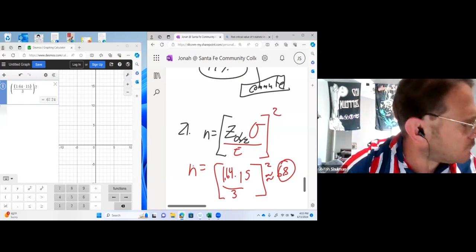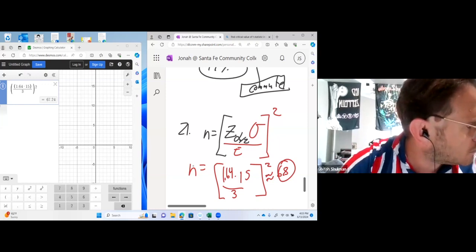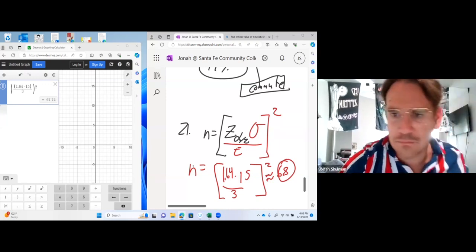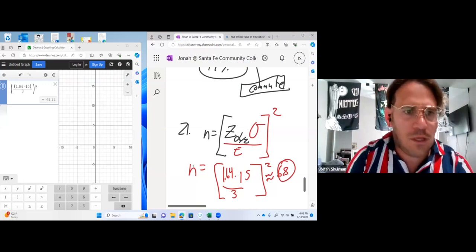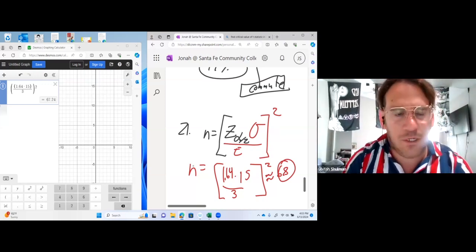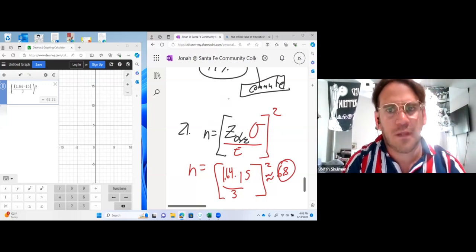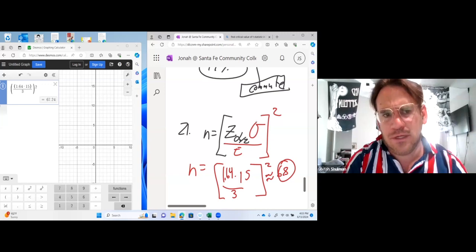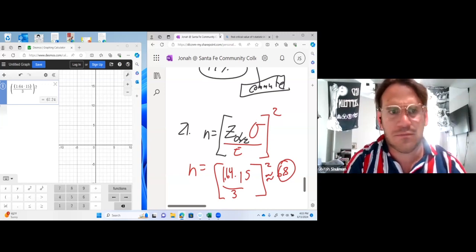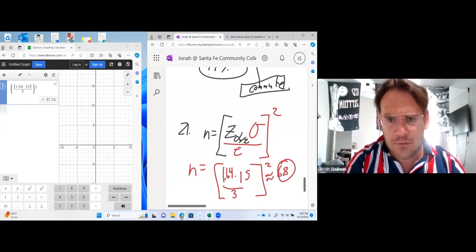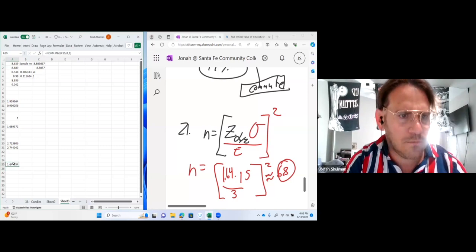It says 97. That's a problem. So there's a mistake here. We're going to find it. Could be the z-score. It could be one of these things. So let's see where the error is.